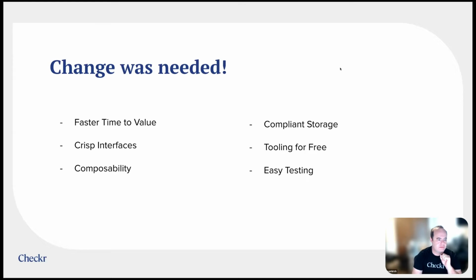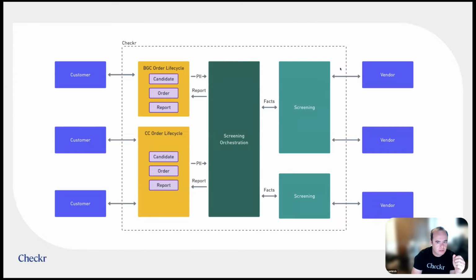So we needed changes, for faster time to value. We needed to define, and that's the most important thing, I think, crisp interfaces between components. We need to be able to compose different orders, like different ways we run screenings, on the fly based on customer demand. And we needed a compliant storage for data that we gather, like PII and screening results. We needed better tooling and a much easier way to test it. So this is the model that we moved to.